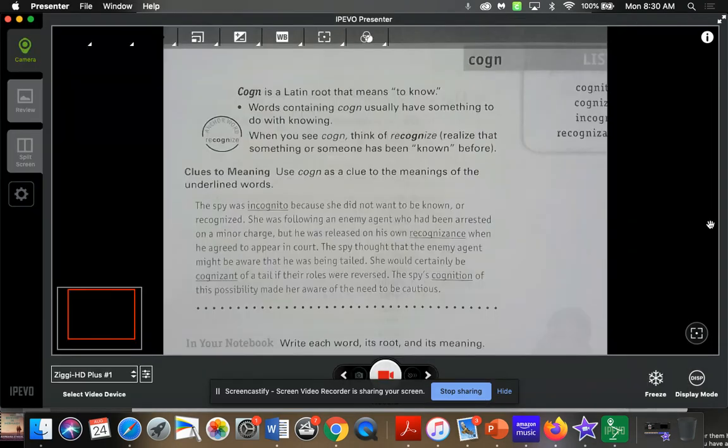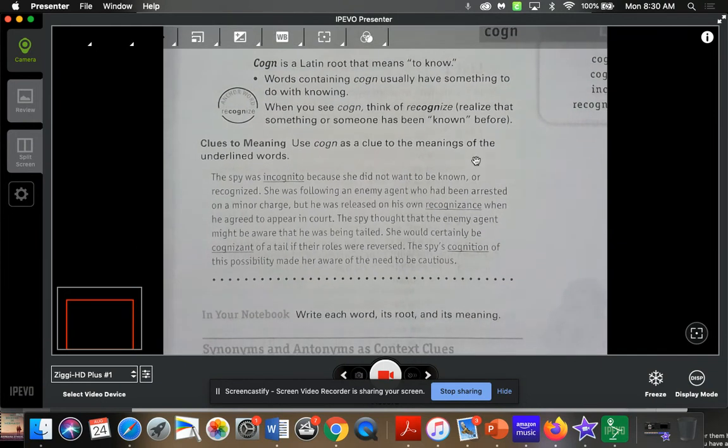Okay, so here's the paragraph. The spy was incognito because she did not want to be known or recognized. She was following an enemy agent who had been arrested on a minor charge, but he was released on his own recognizance when he agreed to appear in court. The spy thought that the enemy agent might be aware that he was being tailed. She would certainly be cognizant of a tail if their roles were reversed. The spy's cognition of this possibility made her aware of the need to be cautious.